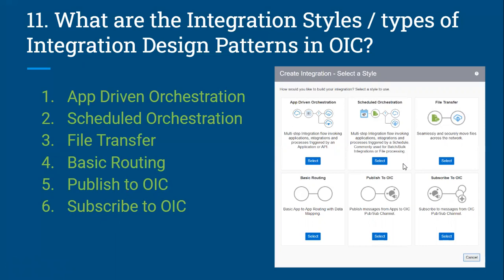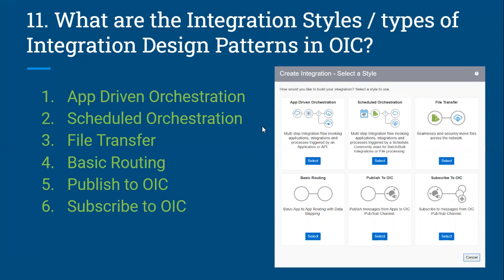So you can see the screenshot. This is from OIC. When you are creating an integration, when you click on the create integration button, you can see this, we need to choose one of these: app-driven orchestration, scheduled orchestration, file transfer, basic routing, publish to OIC, subscribe to OIC. But from all these 6, we mostly go with app-driven orchestration and scheduled orchestration. Okay, but having an idea on all of these 6 design patterns and integration styles is good to know.